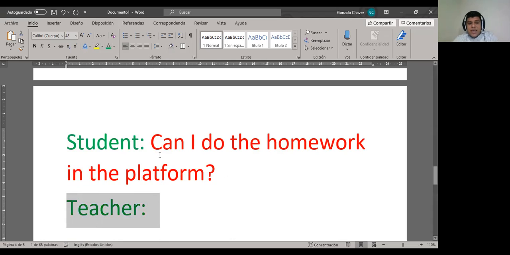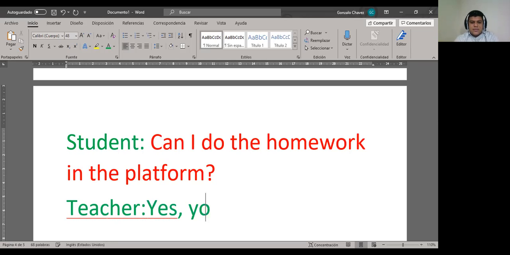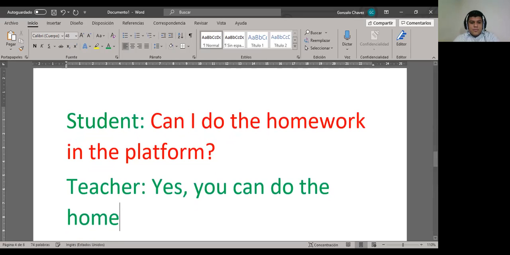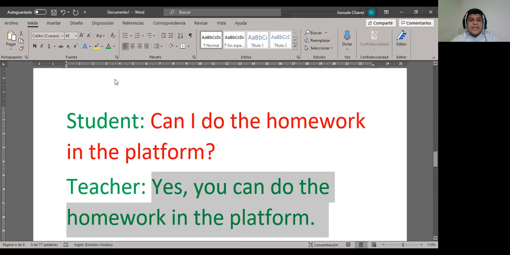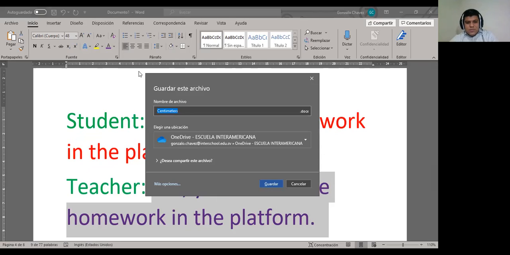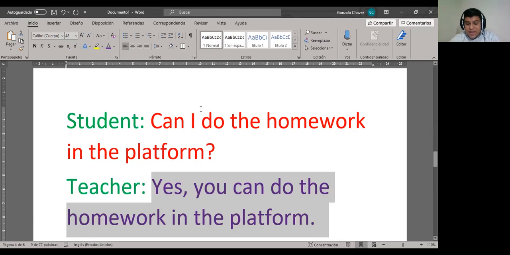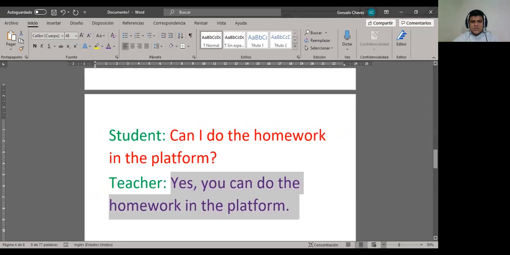Then in the same situation, I have the teacher, and the teacher probably is going to confirm or deny the information. In this one, I have two possibilities. I can tell you, yes, you can do the homework in the platform. You have the confirmation that something is possible. This should be the common order to use these questions in context. First you ask for possibility, then you have some information, and after that you can ask for extra information. Let's continue with this idea in context.